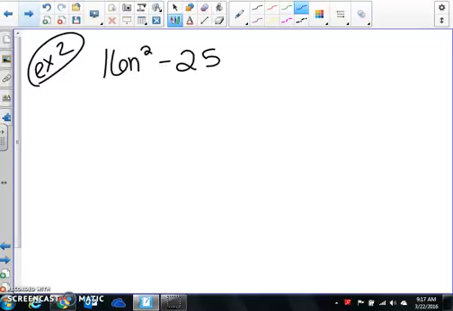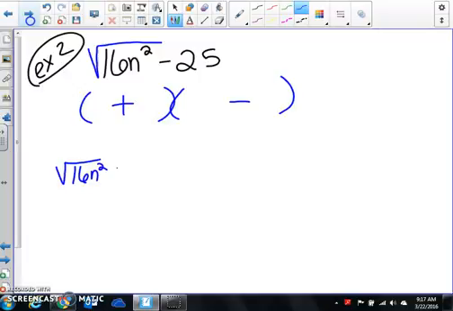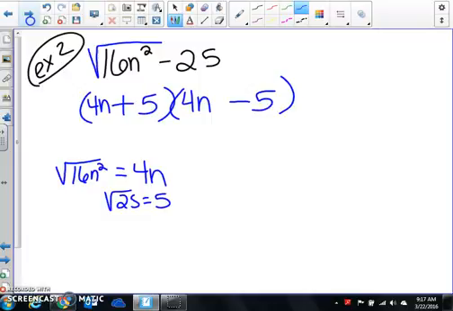All right, so we can do it also if there are variables. So once again, we have a difference. So I make my binomials. This one's minus, this one's plus. It doesn't matter which one. And I take the square root of each. So the square root of 16n squared. Square root of 16 is 4. Square root of n squared is n. So this is 4n. And then the square root of 25 is 5. There we go.